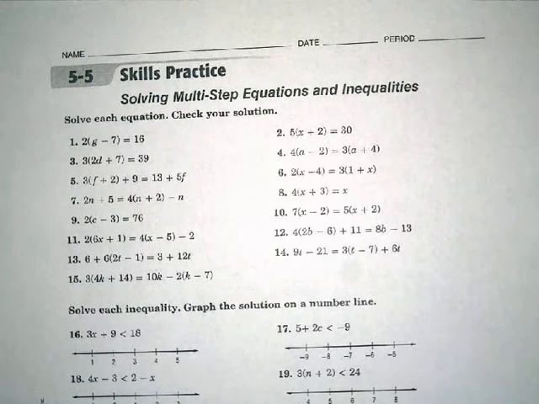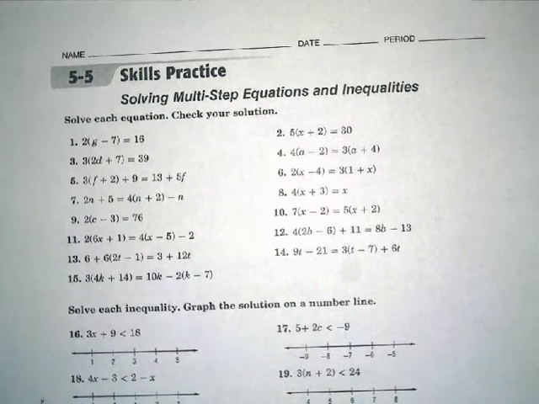Alright, we're going to go through some multi-step equations. So we're going to put together things such as the distributive property, combining like terms, equations with variables on both sides, and our 1- and 2-step equations.